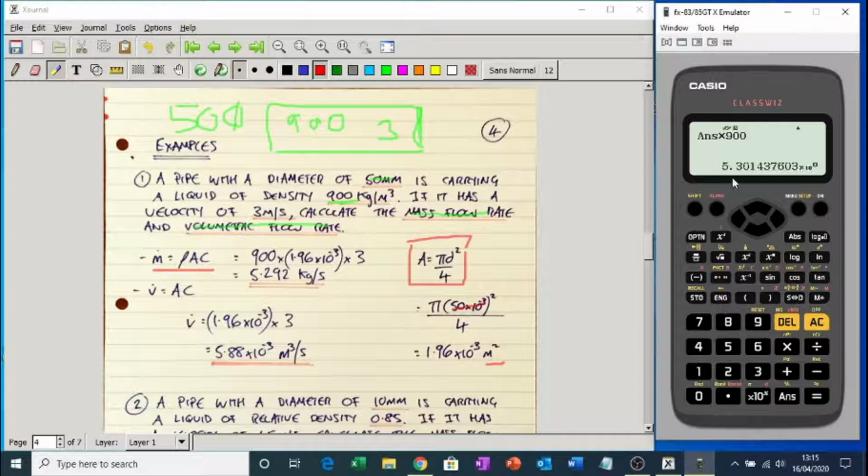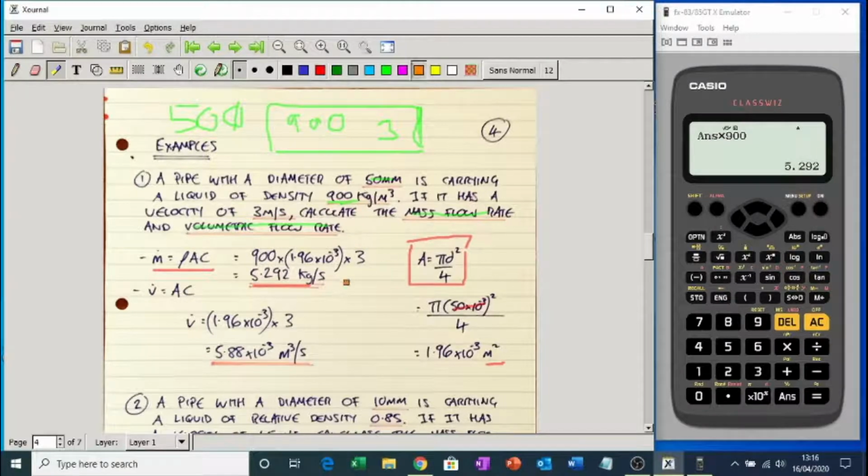Gives me 5.3. Let me get rid of that. What am I doing? 1.96 times 10 to the minus 3, let's do it that way then. Times by 3, times by 900, equals 5.292 kilograms per second. That's the mass flow rate. That's how much mass per second is coming through that pipe. 5.292, you could go 5.3 if you wanted to.